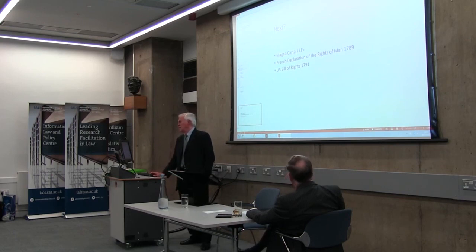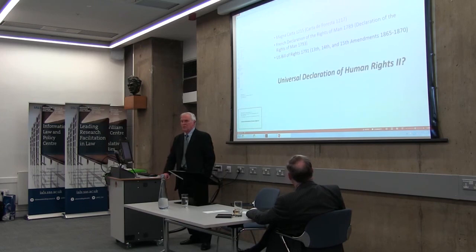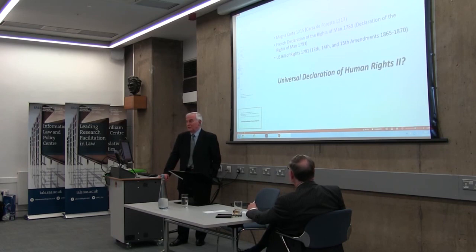But what is not terribly well known is the fact that each of them was followed by something else. The Magna Carta, 1215, was followed by the Carta de Foresta, 1217. And for this information, I'm indebted to Professor Geraldine Van Buren, QC, who's also my wife. The French Declaration of the Rights of Man 1789 was followed by the Declaration of the Rights of Man 1793, which was never adopted by the French Assembly because by that time it had descended into the terror. But it was interesting in that it was more extensive than the first one. And for that information, I also am indebted to Geraldine.